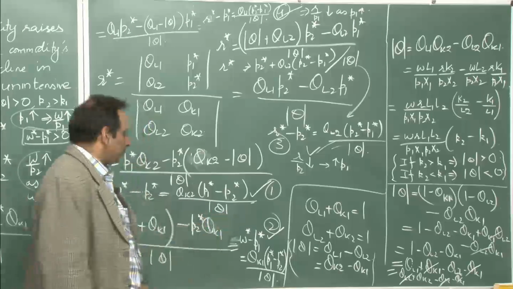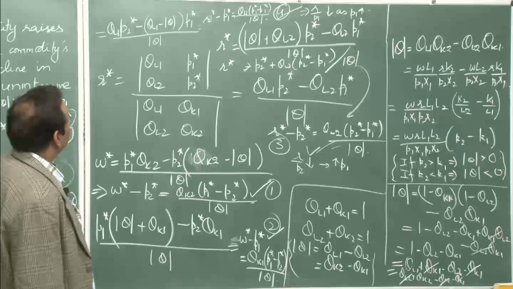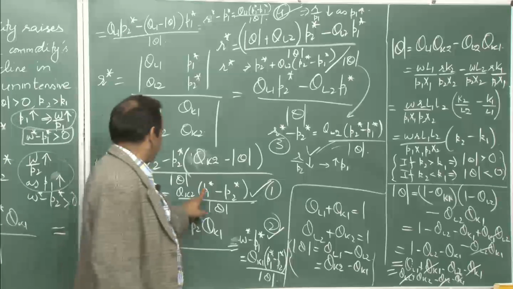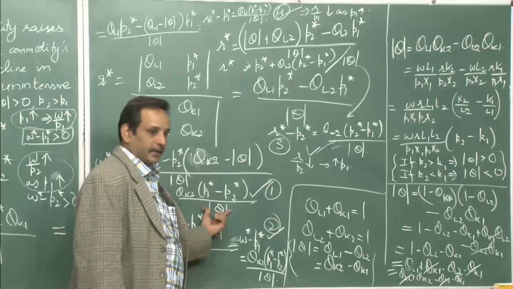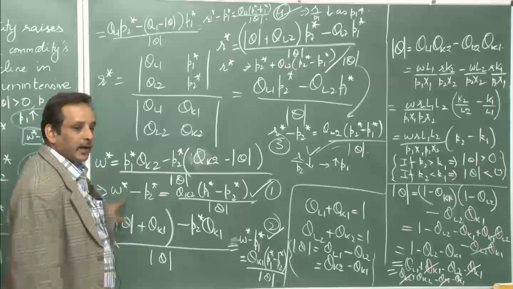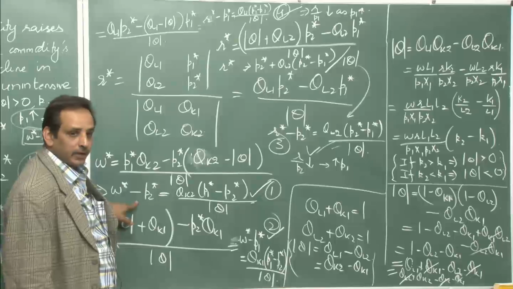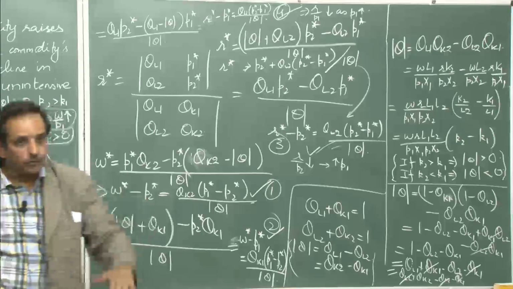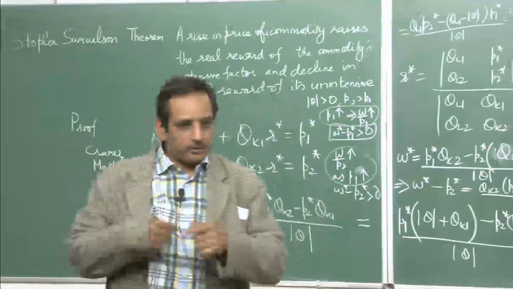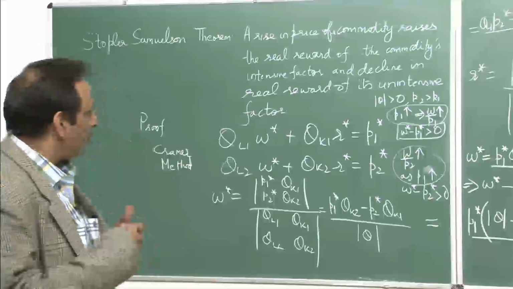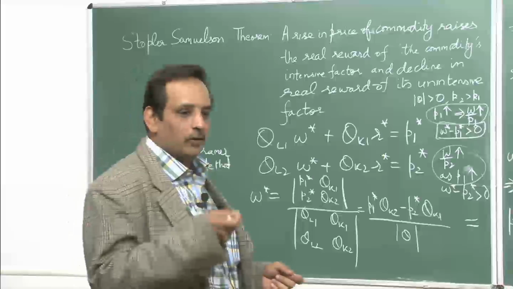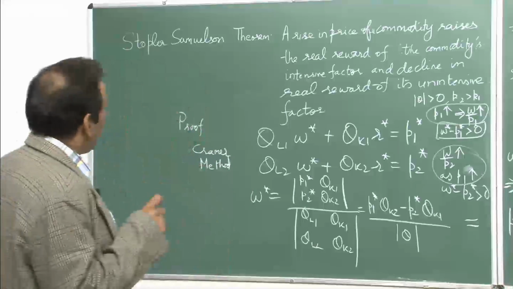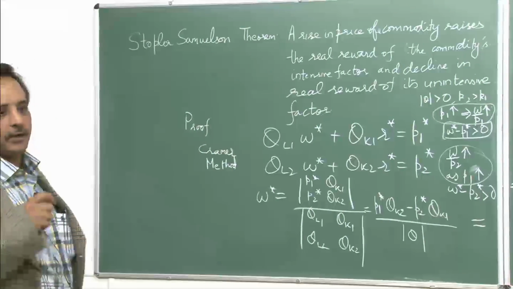see what happens. P1 star goes up and determinant theta is negative, you would see that W star minus P2 star would be less than 0. So, the relative wage rates would go down. So, you would always see that a rise in the price of a commodity raises the real reward of its intensive factor and a decline in the real reward of its unintensive factor.